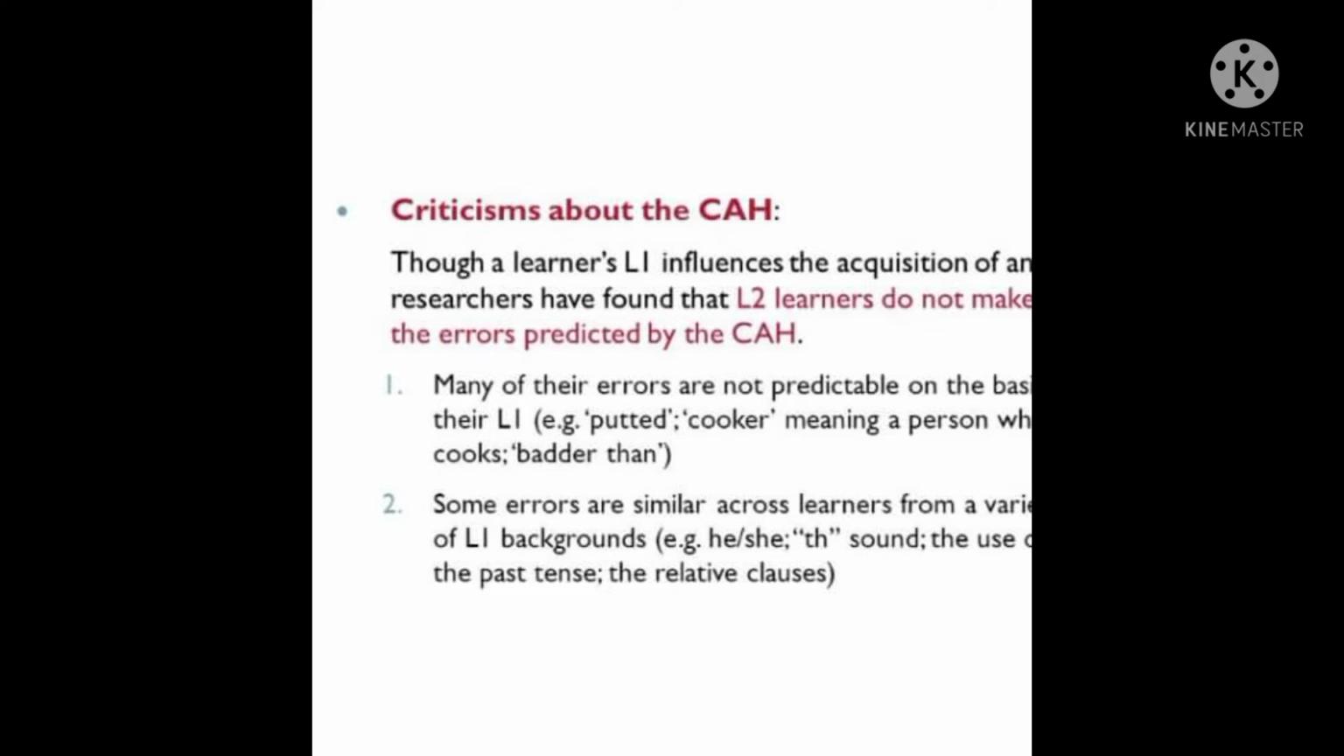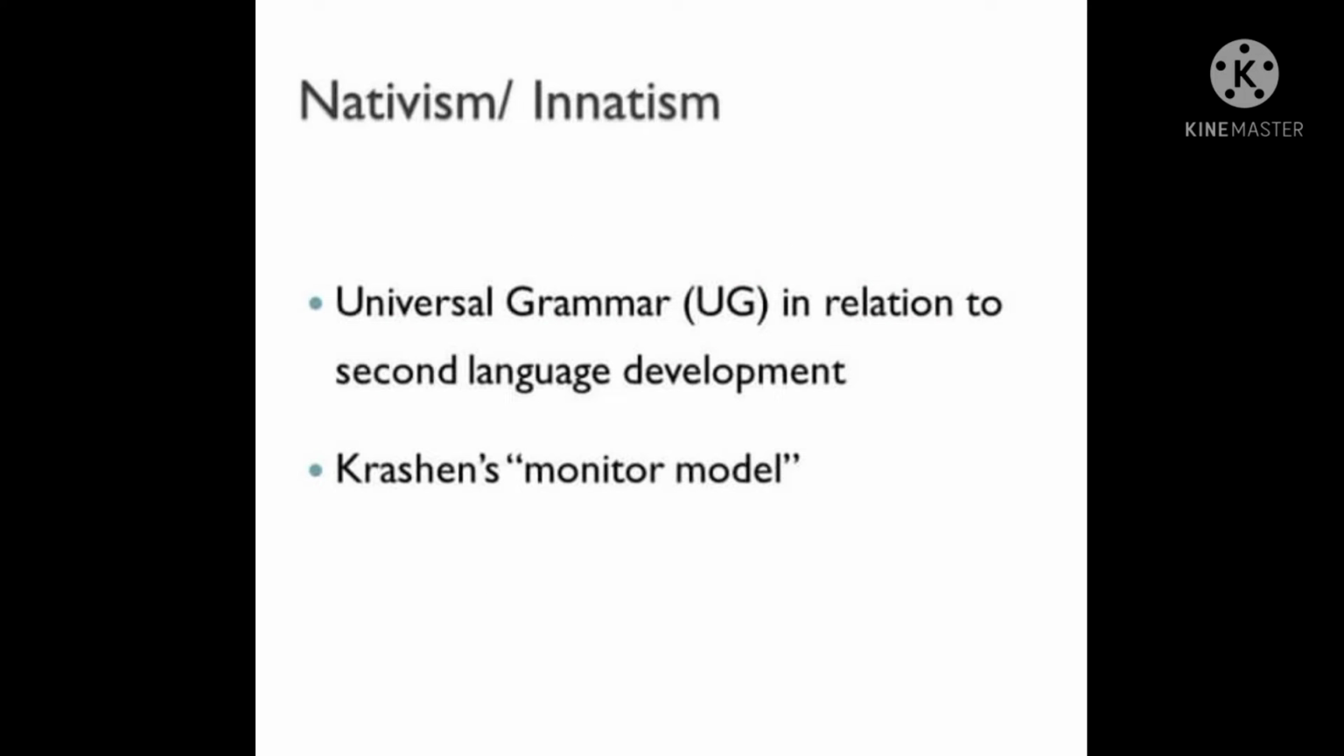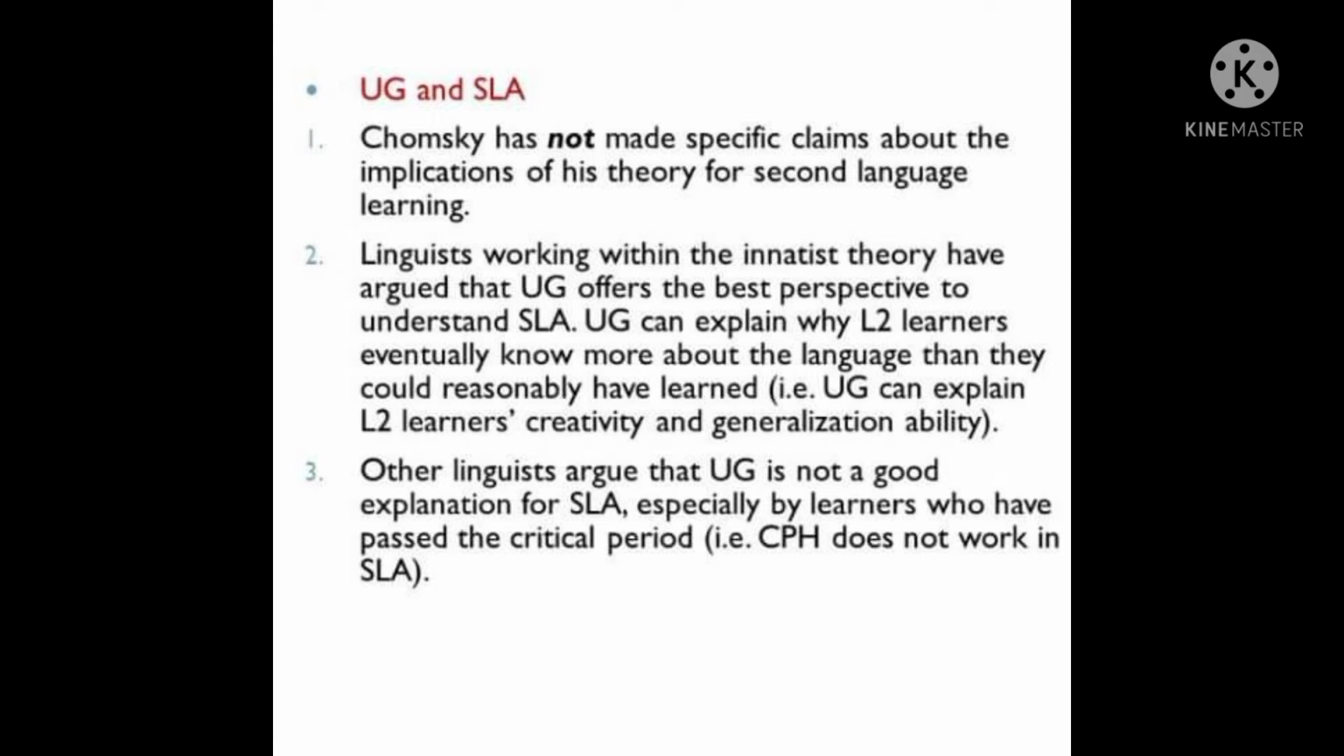Example, "potted cooker," meaning a person who cooks better than others. Some errors are similar across learners from a variety of L1 backgrounds, for example the use of the past tense and relative clauses. Innatism and nativism. Universal grammar or UG in relation to second language development. Krashen's monitor model. UG and SLA.